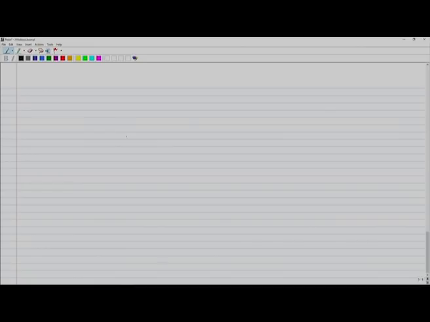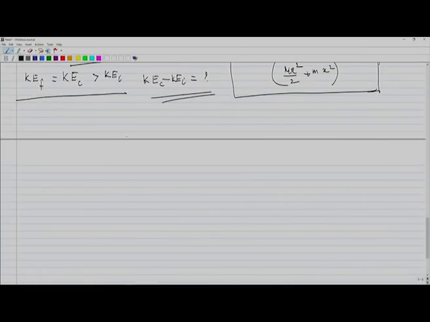Now we will move on to the next topic. The next topic is rotation, rolling, and slipping.